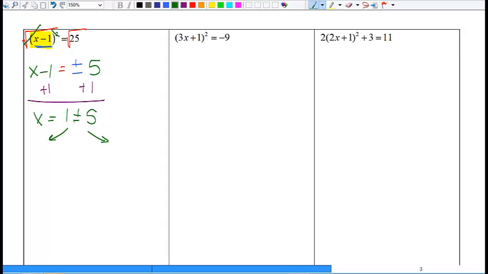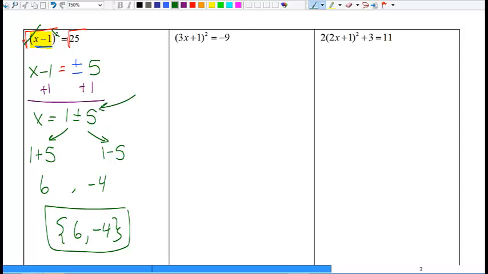Now, that looks like a fine answer, but I actually have to keep going on this one because 1 and 5 are both whole numbers. I actually know what 1 plus 5 is, and I know what 1 minus 5 is. So I want you to break those two up and add them. So I have 6 and negative 4, and those are my solutions, 6 and negative 4.